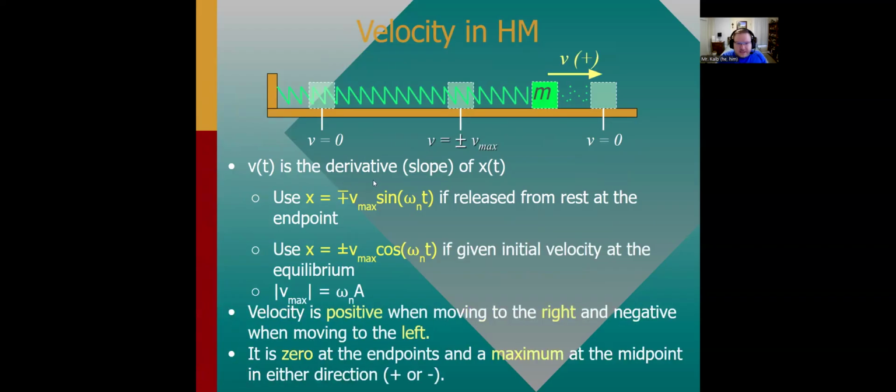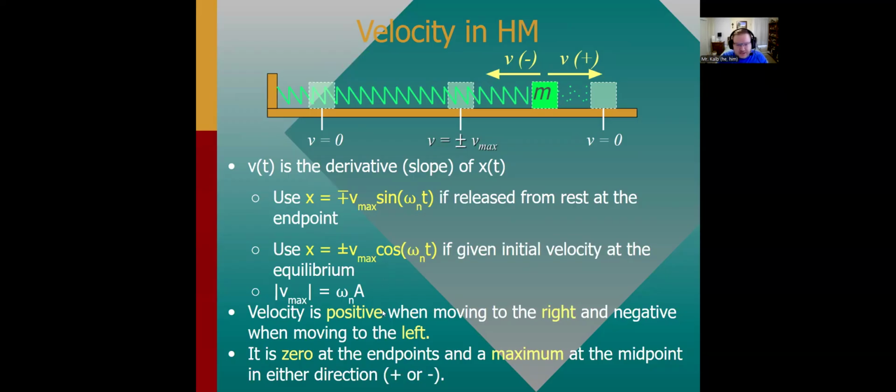All right, velocity is the slope of the x of t function. So you'd use v equals minus or plus the maximum velocity times the sine of omega t if released from rest. This is because sine starts at 0 at t equals 0. Or you'd use v equals plus or minus the maximum velocity times cosine of omega n t if it's given an initial velocity from equilibrium, because here cosine starts at a non-zero value. So if it starts with a velocity, you want to use cosine for the velocity.